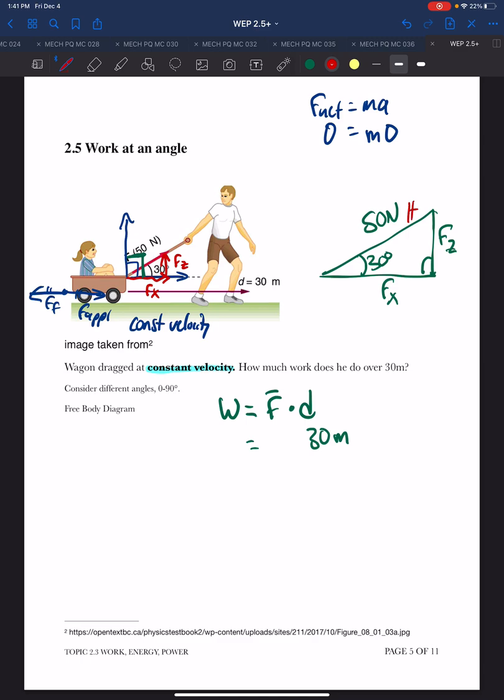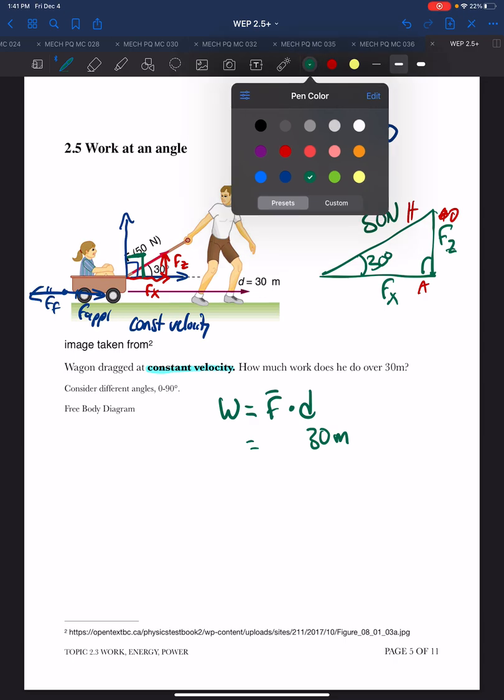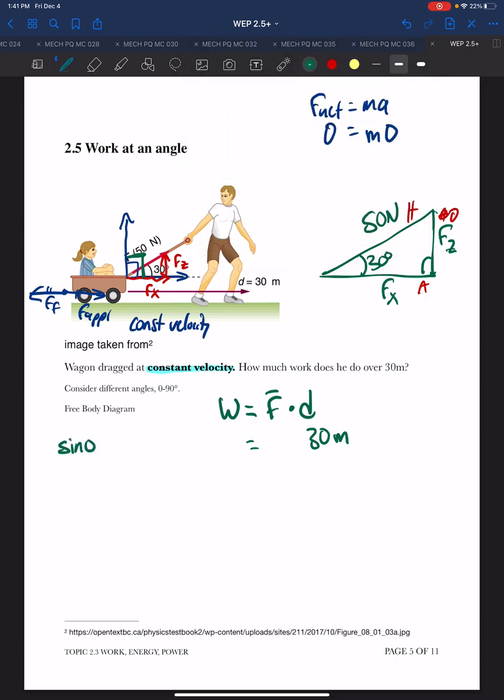With our trigonometry, this is our hypotenuse, this is our adjacent, and this is our opposite. We can then write two trigonometric statements for this. We can write out sine. Sine of theta is opposite over hypotenuse. So sine of theta is Fz over 50, and solving for Fz is 50 sine theta, and of course theta is 30. So Fz is 50 sine 30.